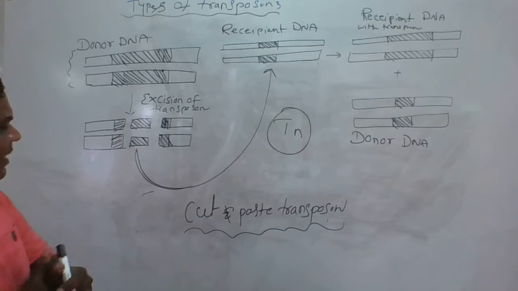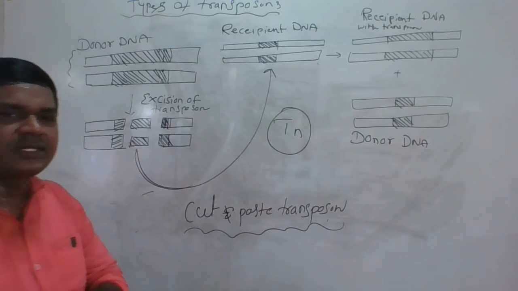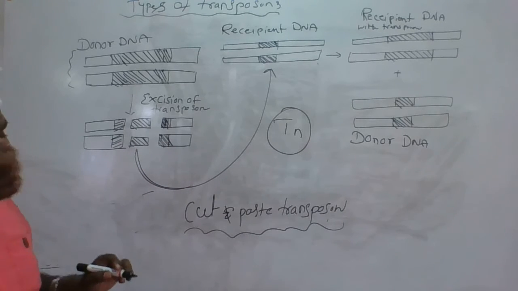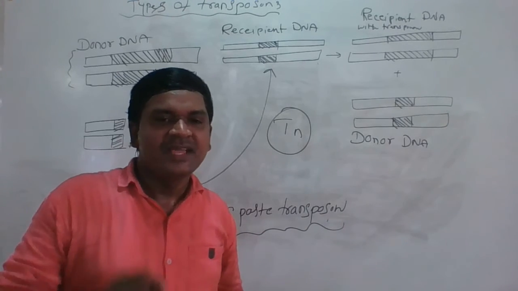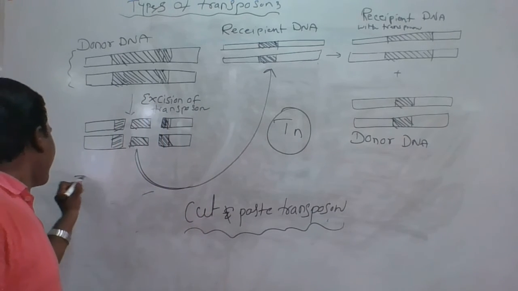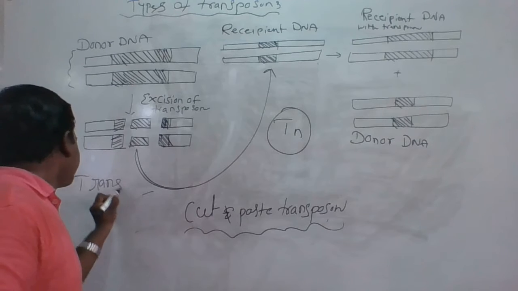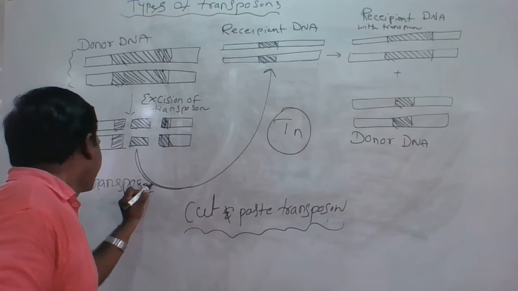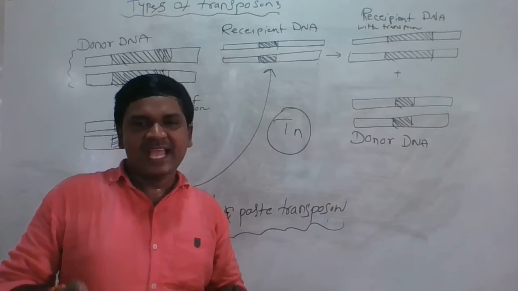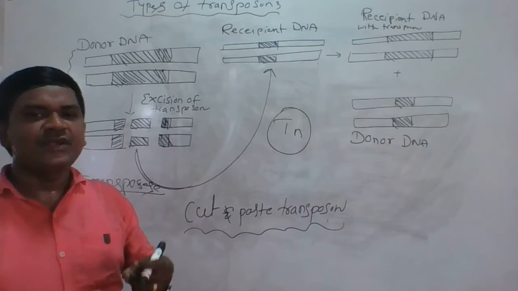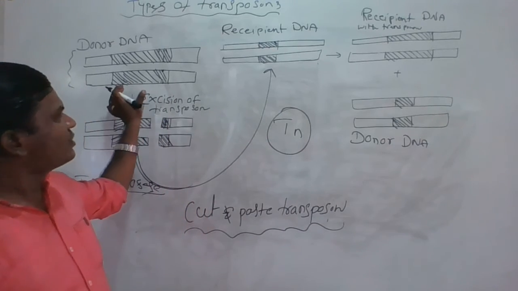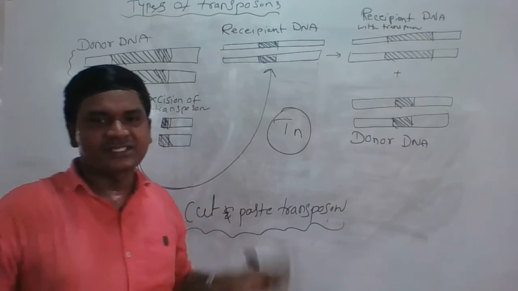So if you see the mechanism, how it happens: in cut and paste type of transposons, there is an involvement of an enzyme called transposase. This transposase enzyme is involved in the cutting and pasting of the transposons present in the DNA structure.